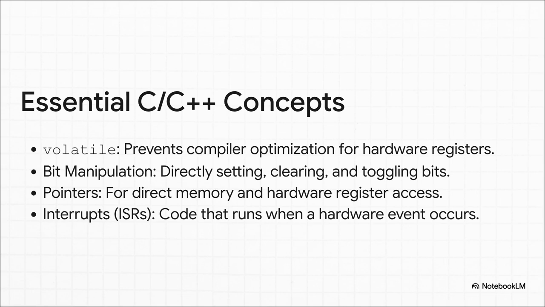You use things like pointers to reach directly into a specific memory address and talk to a piece of hardware, or the volatile keyword, which is a neat little trick to tell the compiler, hey, don't get clever and optimize this variable away. It could be changed by the hardware at any second. But the real nitty-gritty, the absolute core of it, is bit manipulation. We're talking about literally flipping a single bit from a 0 to a 1 to turn an LED on. It is the most direct, fundamental level of control you can possibly have.